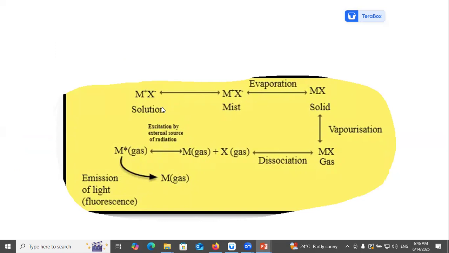Solution mist, evaporation, solid, vaporization, gas, dissociation, excitation by the external source of radiation, emission of light, fluorescence.